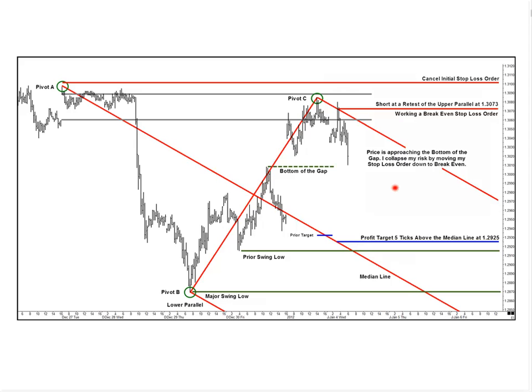You need to pay attention to these types of details because this is extra money. It's laying on the table. Pick it up and take it.